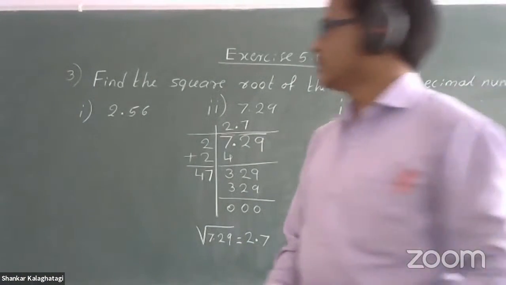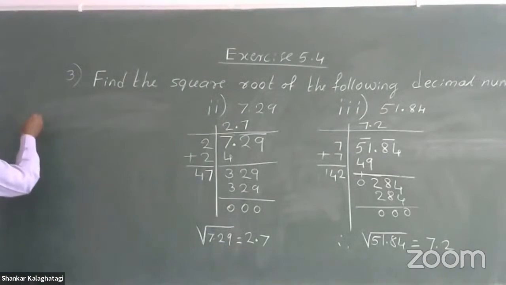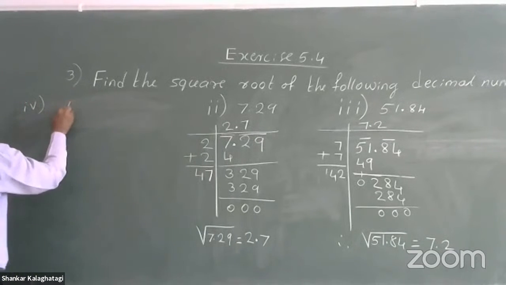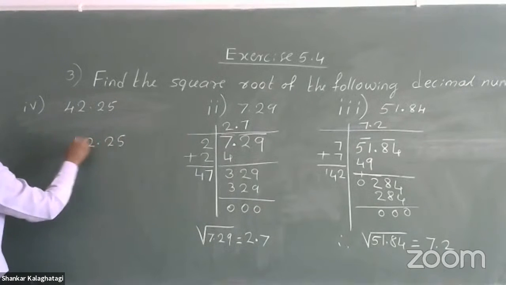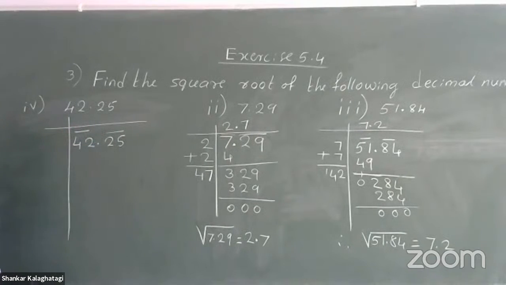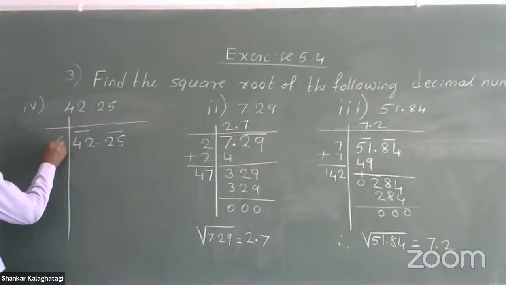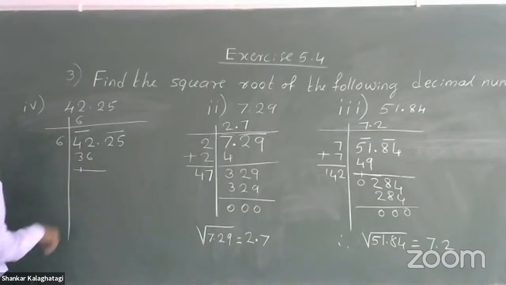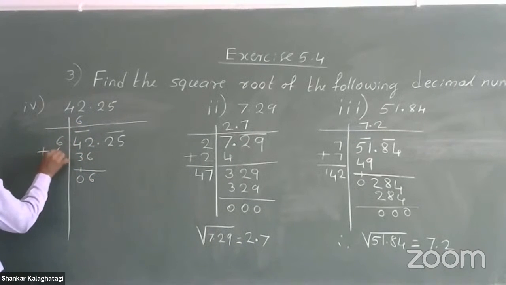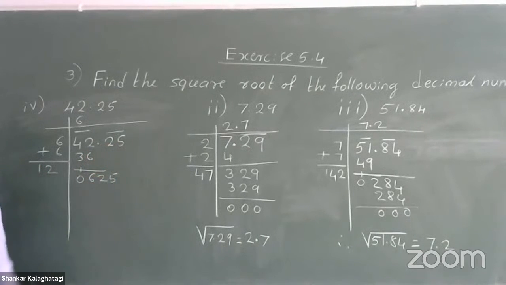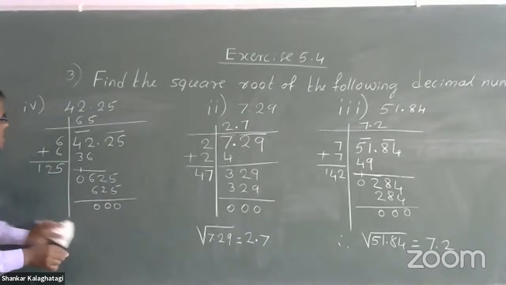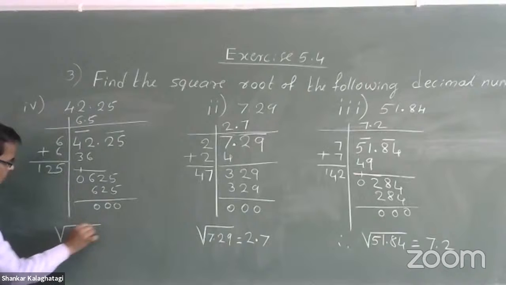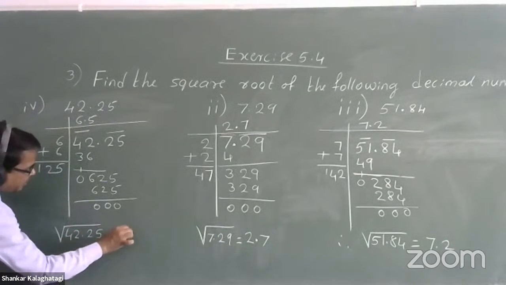Next example, 42.25. Make groups first, 1, 2 groups. By what will you apply? Sir, 6. 6 6s how much? 36. Minus, 0. Add these two, 6 plus 6, 12. And take these two down, 25. Close this and check. 12 5s are 60. So 5 here, 5 here. 125 5s are 625. This is correct. So the answer is 6.5. Square root of 42.25 is 6.5.